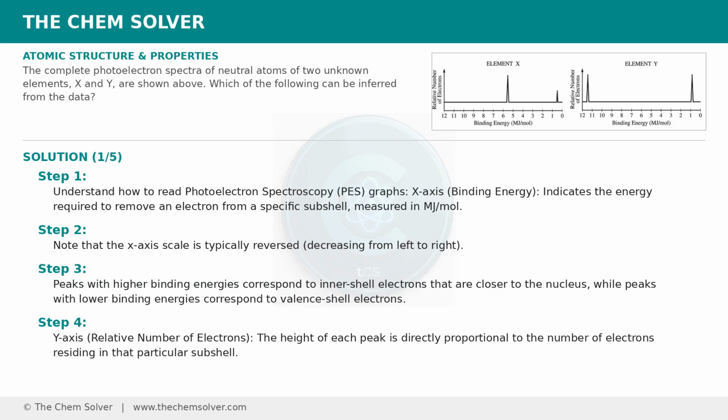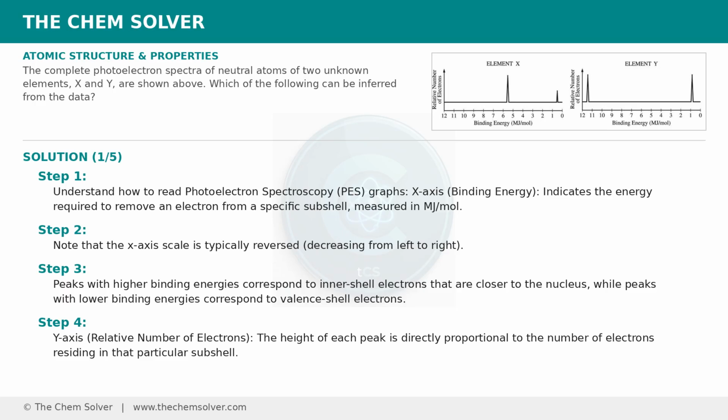Understand how to read photoelectron spectroscopy, PES, graphs. X-axis: Binding energy indicates the energy required to remove an electron from a specific subshell, measured in MJ/mole. Note that the x-axis scale is typically reversed, decreasing from left to right.